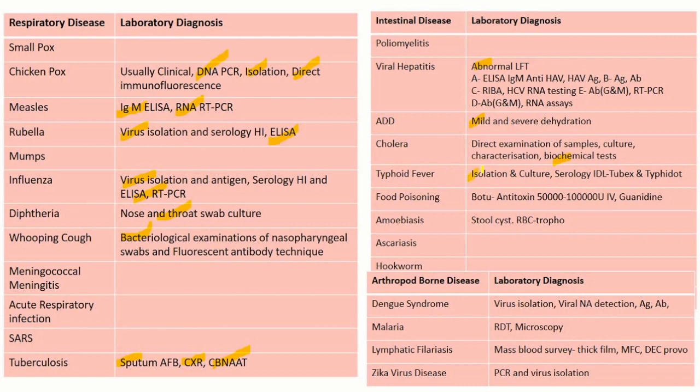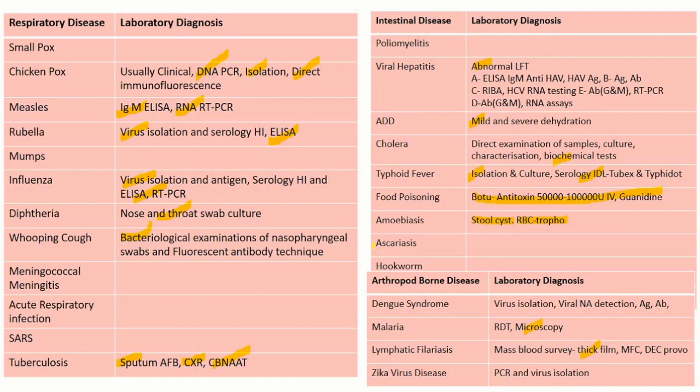Typhoid fever, isolation and culture. Serology, Widal, Tubex and Typhidot. Amoebiasis, the presence of the cyst in the stool and the trophozoite with RBC is diagnostic of amoebiasis. Dengue syndrome, virus isolation, viral NA detection, antigen, antibody. Malaria, RDT, microscopy. Lymphatic filariasis, mass blood survey, thick film, DEC provocation test.